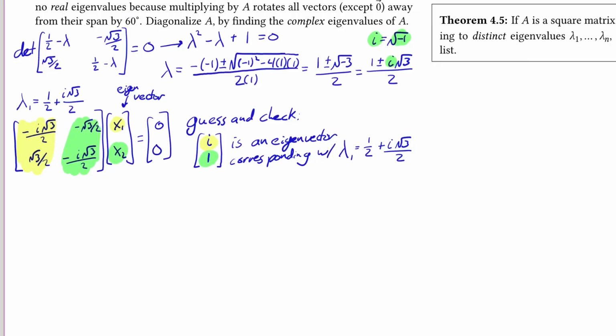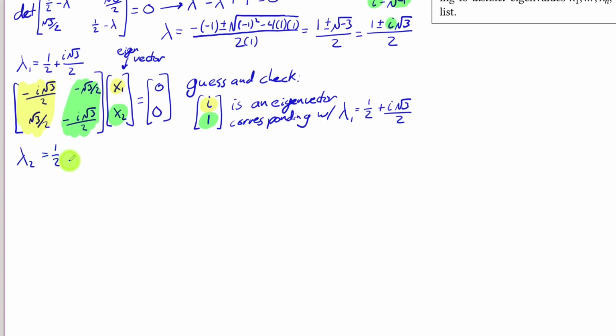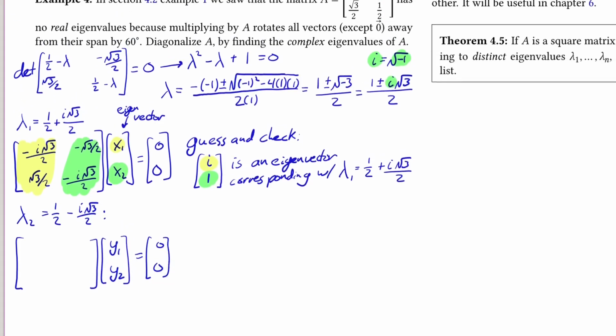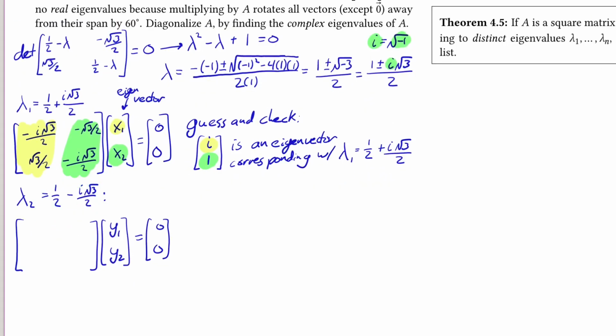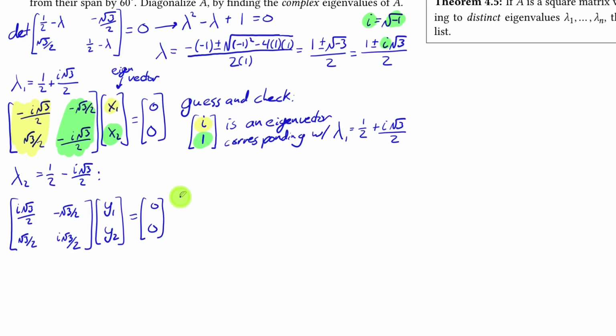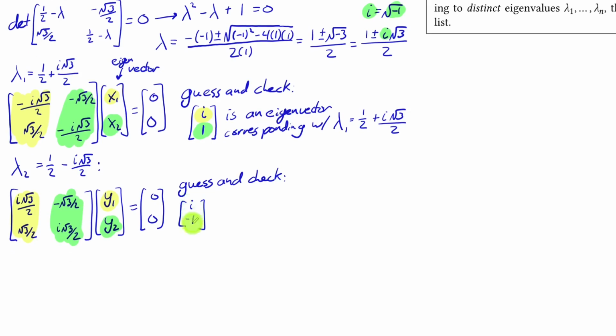Okay, so that is an eigenvector that corresponds with lambda 1. Let's do the same thing with lambda 2, which is 1/2 minus i times root 3 over 2. In this case, we want our eigenvector y1, y2, when multiplied by A minus lambda 2 I, to be like so. And again, thinking about what you can multiply these columns by to make them add up to 0, it looks like i and negative 1 would work.